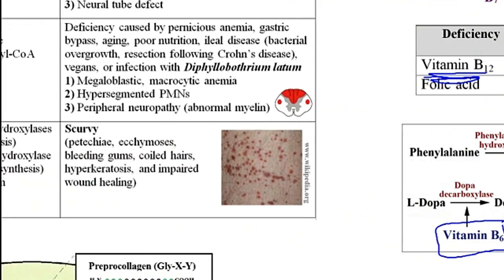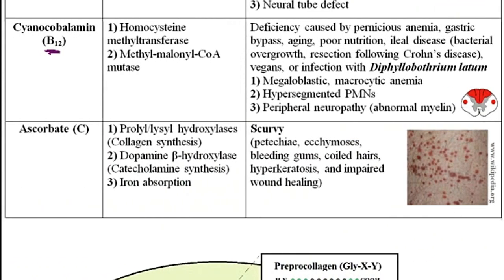Now, the next vitamin deficiency are vitamin B12 and vitamin C. So with the vitamin B12, as we discussed earlier, it will cause deficiency of the homocysteine methyltransferase activity, as well as it will interfere with the activity of the methylmalonyl coenzyme A mutase. So therefore there would be elevation of both the homocysteine as well as methylmalonyl, and thus measurement of the levels of methylmalonyl is an accurate test for the diagnosis of vitamin B12 deficiency.